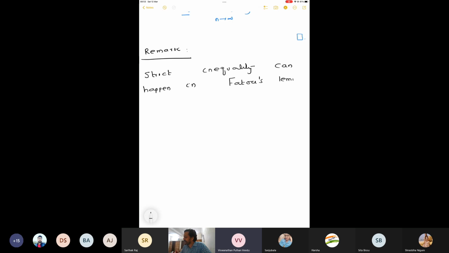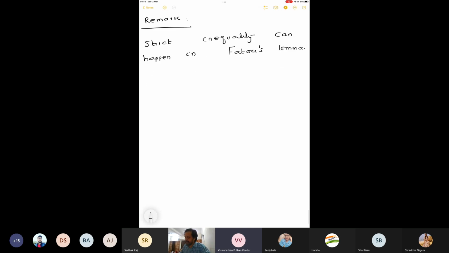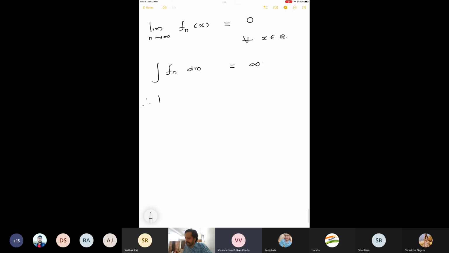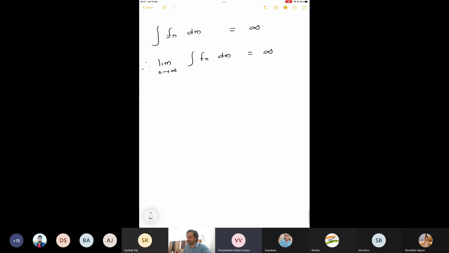You don't have to search for a new example. The example that I have given to supplement the monotone convergence theorem, the same thing will work. Consider Fn equal to chi of n to infinity. Then we have seen that this Fn is decreasing, etc. Whether decreasing or not, here we are not bothered as far as Fatou's lemma is concerned. And we have seen that the limit of Fn is 0 for all x in R. And what is the integral of Fn dm? The integral of Fn dm is infinity. Therefore, the limit as n tends to infinity of the integral of Fn dm is equal to infinity. Since the limit is infinity, the limit infimum is also infinity. Therefore, the limit infimum of the integral of Fn dm will be equal to infinity.